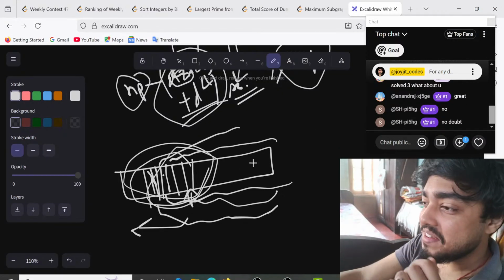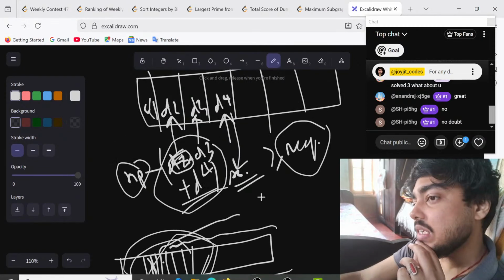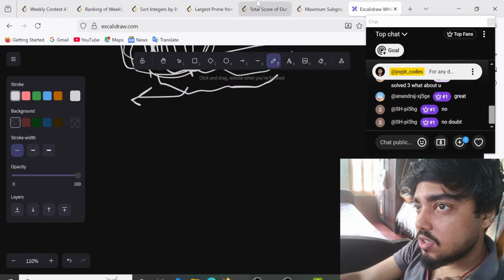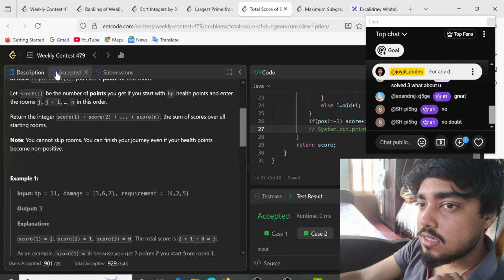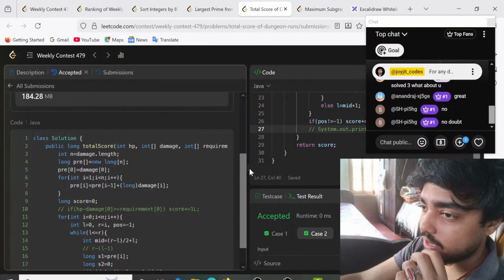No doubt. Great. Okay. So this is the binary search part. Now let's think of it like this. So now we got the answer, right? Now let's dive a little bit into the code, and try to understand what I'm trying to say.